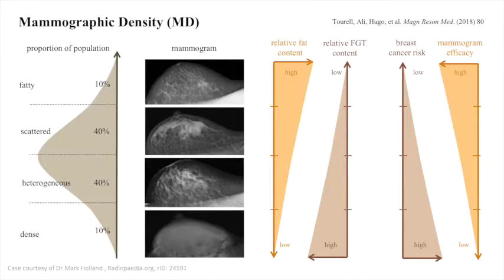Biophysically, mammographic density is understood to represent the composition of the breast tissue, more specifically the relative fractions of adipose tissue and fibroglandular tissue. Breasts with low MD contain a relatively large proportion of adipose tissue, while breasts with high MD contain a relatively large amount of fibroglandular tissue.